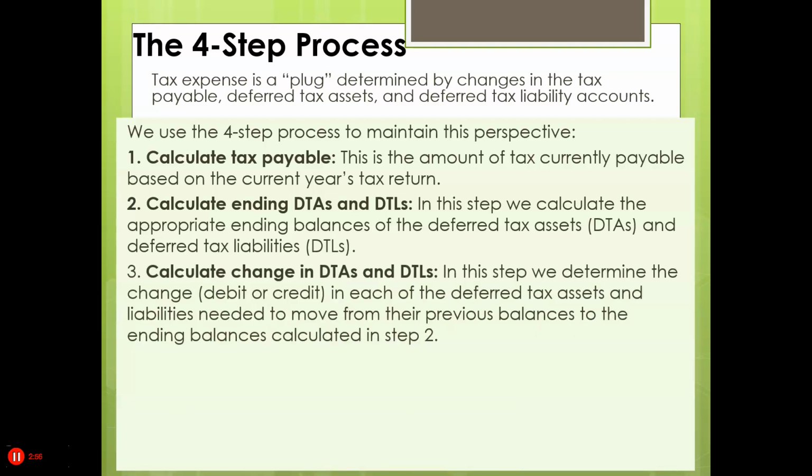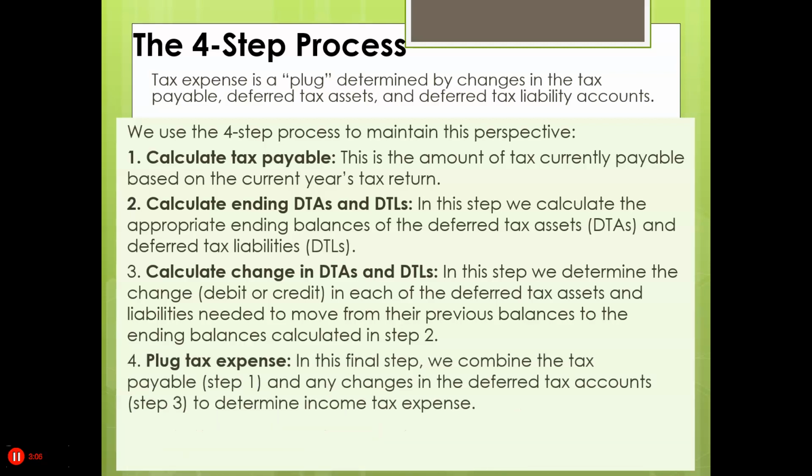We calculate changes in the DTAs and DTLs. In this step, we determine the change because that's going to tell us what our journal entry is going to be. And then we plug tax expense. Now, that's just the way they do it in this book. I don't like plugs, but that's just my opinion.